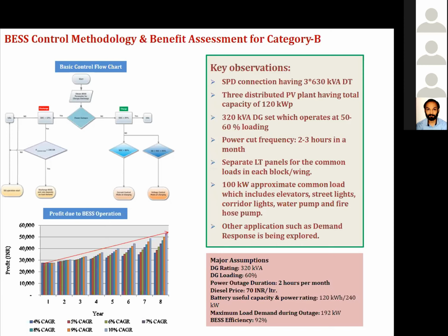There is also the DG having a 320 kV rating, and the DG load is 60%. During the power outage of 2 hours per month, the DG is operating. For category B, the battery useful capacity is identified as 120 kilowatt to 40 kilowatt. Maximum loading demand during the outage is 192 kilowatt for the common loads.